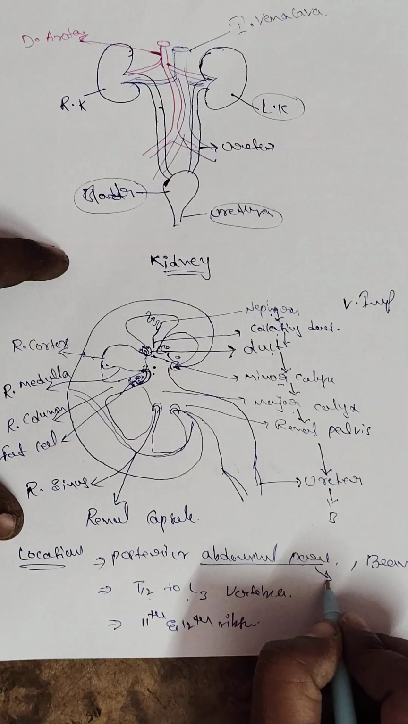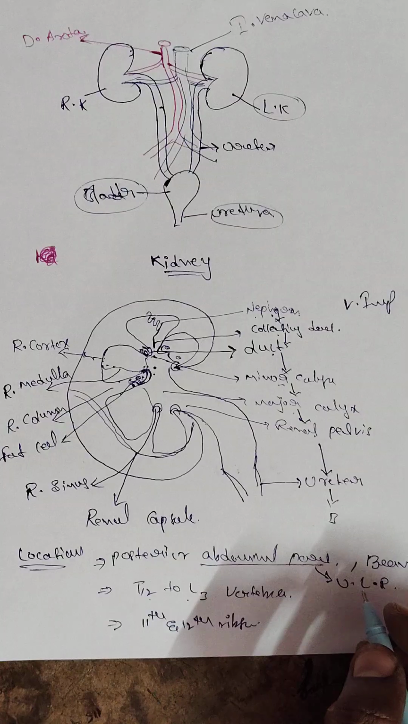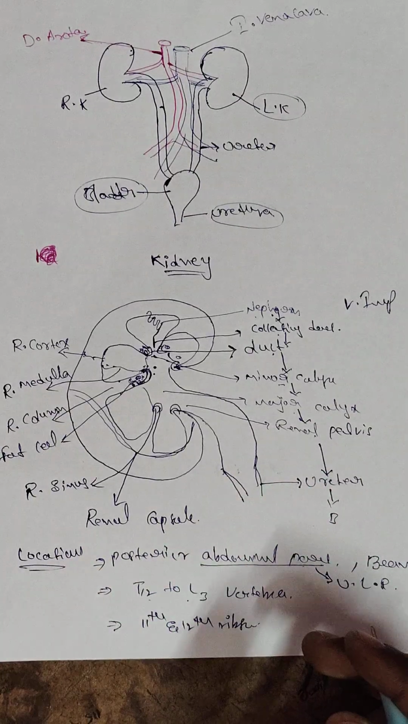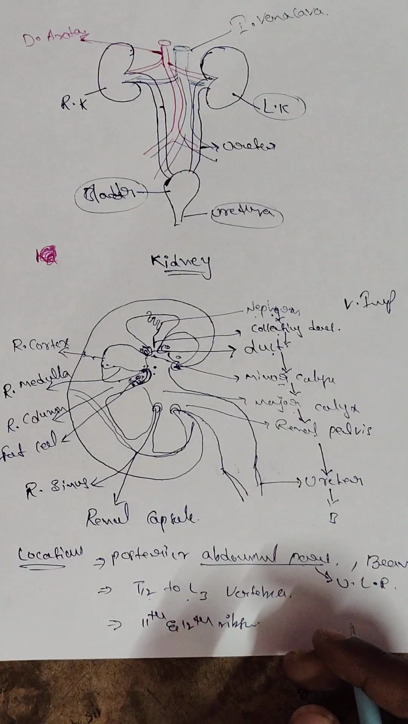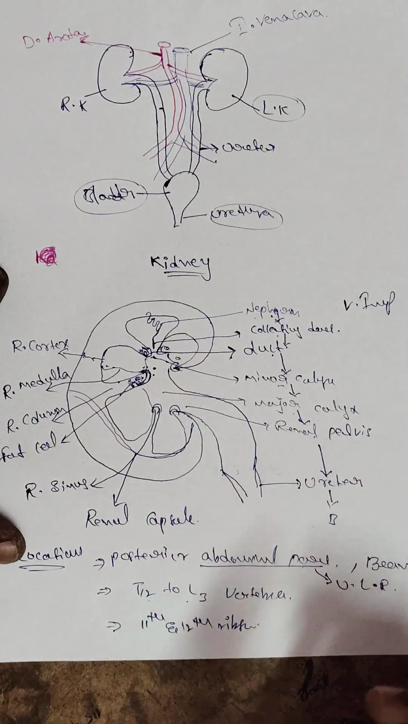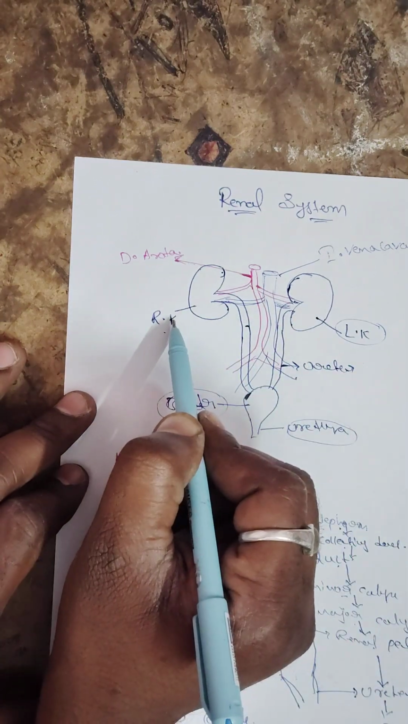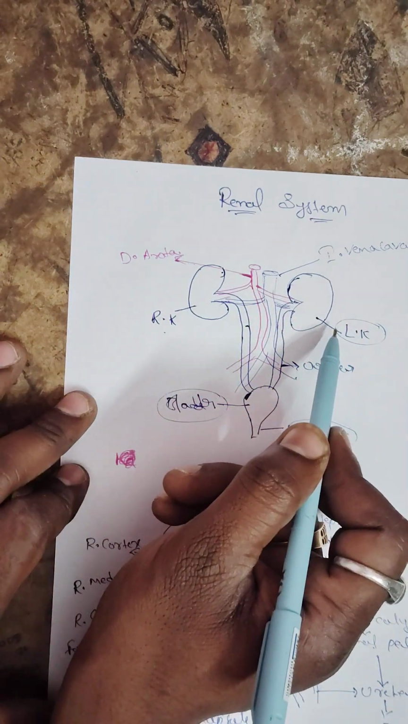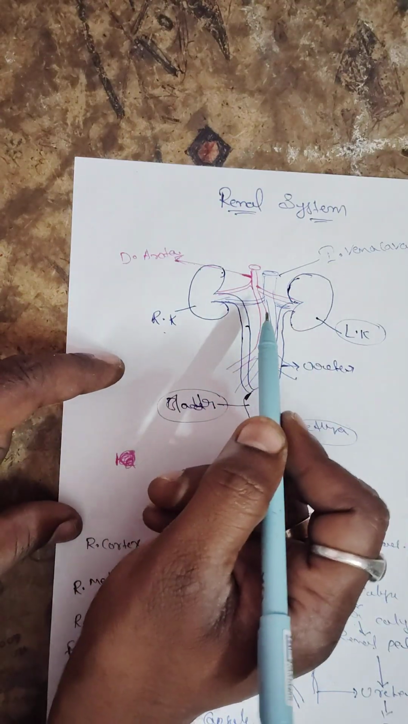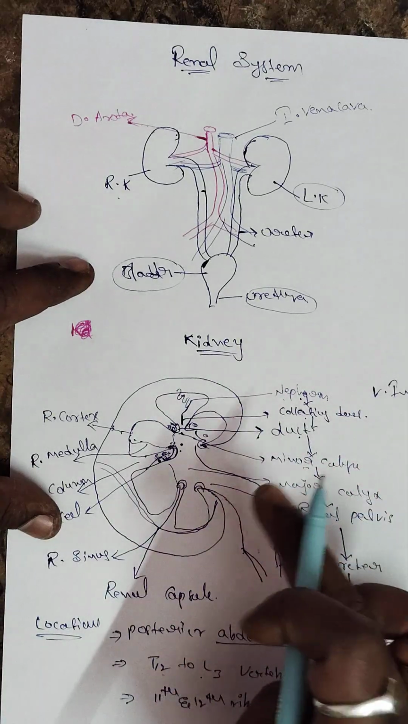And one more is the upper lumbar region. So this is the location related to the kidney. And the right kidney is slightly lower than the left kidney. This is the right kidney, this is the left kidney. The left kidney is bigger in size, and the right kidney is lower than the left kidney. So these are a few pieces of information related to the kidneys.